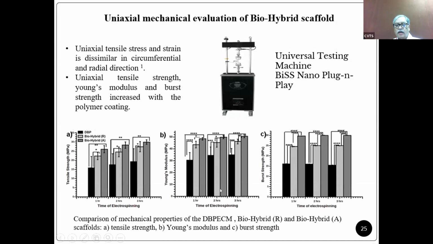And you can see the time of electrospinning, how much we do. If you increase the electrospinning fiber coating time, the number of fibers stacked one by one on top of each other increases. The strength increases as you increase, but you can't increase too much because the fiber has to stick to the ECM. That is very important also. So you can't have too many layers, or too few layers either.